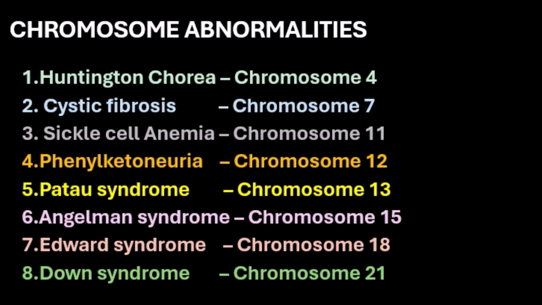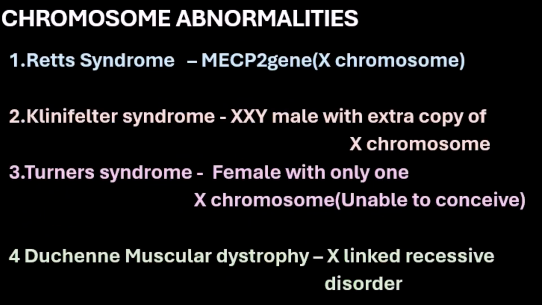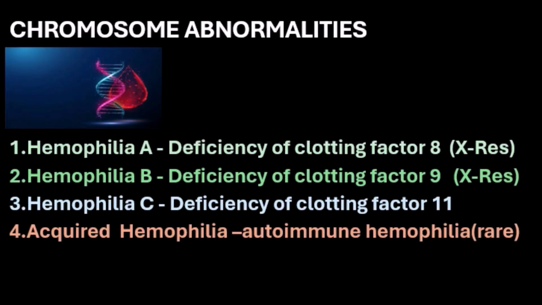You have seen the chromosome number here, and here X and Y related. Then some bleeding abnormalities related to chromosome. That is hemophilia A, deficiency of clotting factor 8, hemophilia B, deficiency of clotting factor 9. Both are X-linked recessive disorder. Then hemophilia C is deficiency of clotting factor 11, and acquired hemophilia is autoimmune hemophilia. It is a rare disorder.